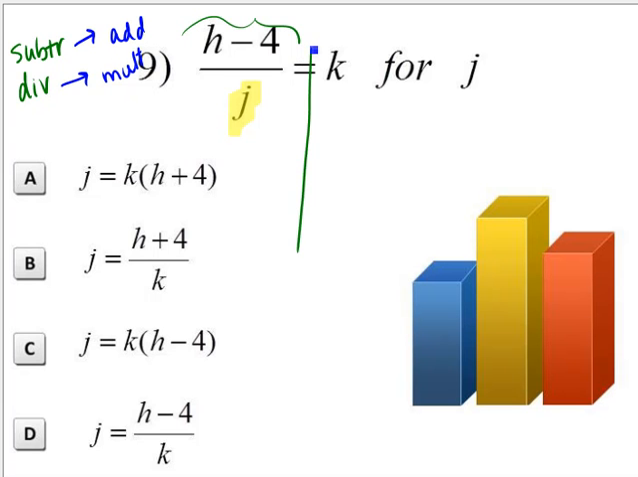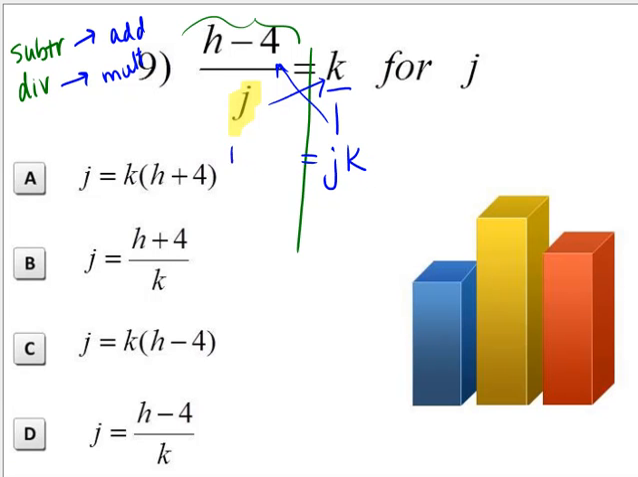Now I can't undo the subtraction part first because of this huge fraction bar. So as I've done many times when I've had a huge fraction, I'll say a fraction equals a fraction and I'll cross multiply. Or you can say you're going to multiply by j on both sides. So I end up getting j times k.